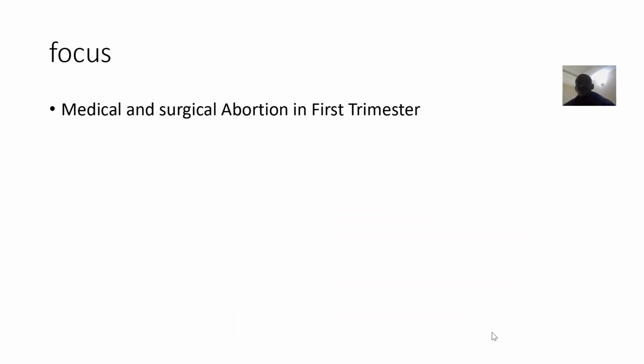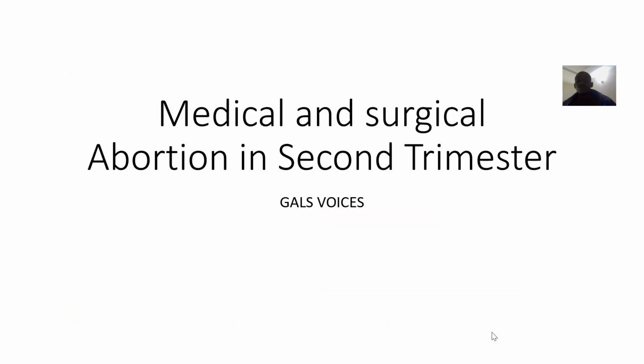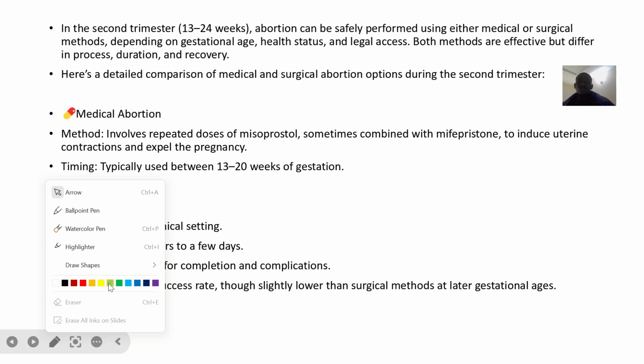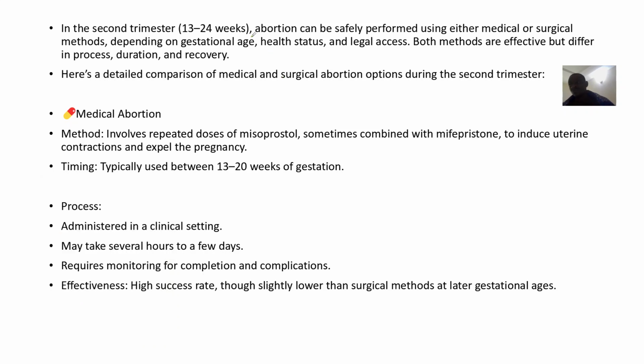So medical and surgical methods to be used for abortions in the second trimester. You should know that the second trimester is from week 13 to 24 weeks, so that's outside the first 3 months. Abortions can be safely performed using medical and surgical methods. These are the medical and surgical methods we'll be seeing for this second trimester.